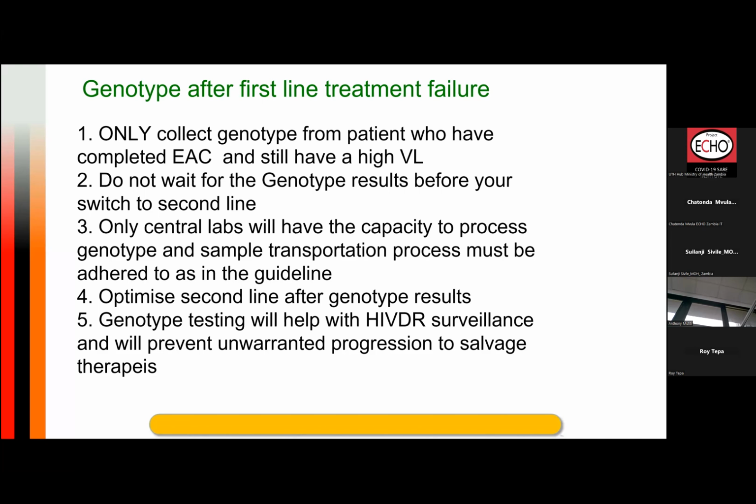Dr. Seville, we can't seem to see the other poll question. Maybe we can go right ahead. Yes. What we are saying is only collect genotypes from patients who have completed adherence counselling and still have a high viral load. Do not wait for the results before you switch to second line. Only central labs will have the capacity to process the genotype, and sample transportation costs must be attended to. Genotype testing will help prevent unwarranted progression to salvage therapies like third line.